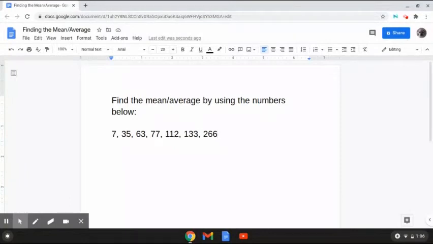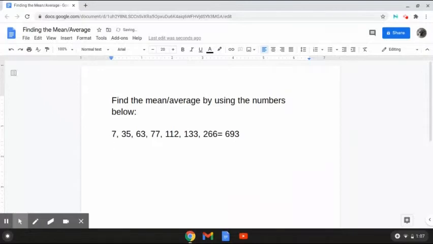Okay, so this next problem reads, find the mean/average by using the numbers below. So as we can see here, now we have 7, 35, 63, 77, 112, 133, and 266. And the way that we're going to be finding the mean is like we've been doing before in these last few problems. First, we're going to add up all of these numbers together. 7, 35, 63, 77, 112, 133, 266. When we add all these numbers up, we get 693.